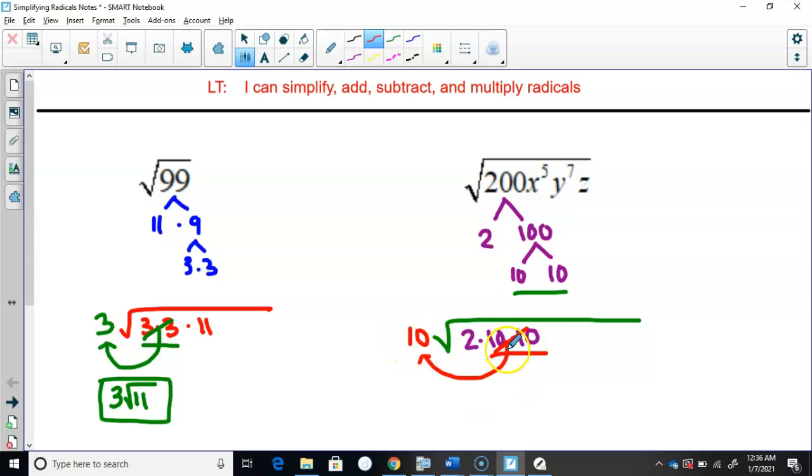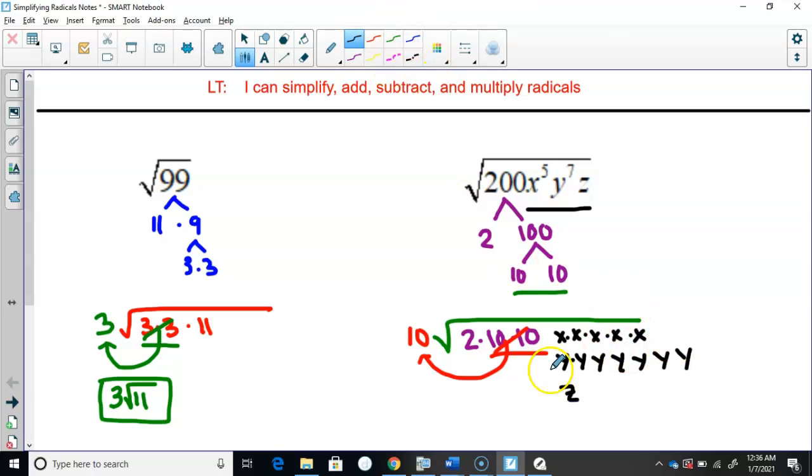One 10 because one pair. But look here, guys. I still have this x to the 5th, y to the 7th times z. So I'm going to write this out. I have x times x times x times x times x. I have y times y times y times y times y times y. One more time, let's just check, times y. And then finally, I have z.